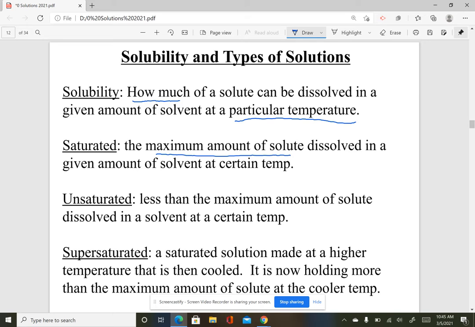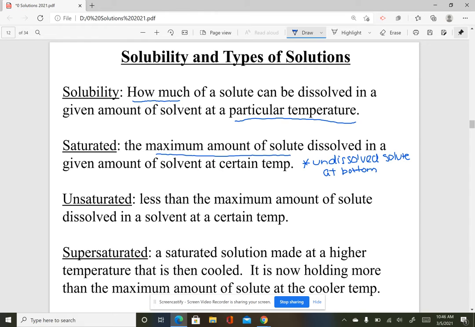Okay, so typically from the outside, how we tell a solution is saturated is that it has undissolved solute at the bottom. The only reason why that solute would be sitting there would be because the water is already full. Okay, so that's a good thing to know about what it looks like from the outside.